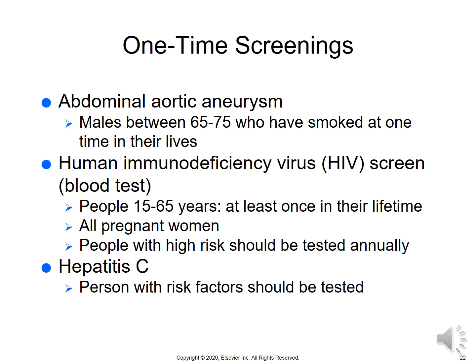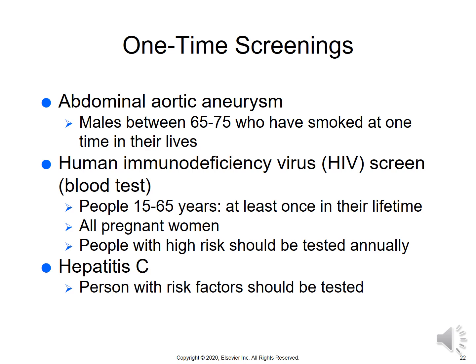HIV screening, blood test. People 15 to 65 years old need to get an HIV test at least once in their lifetime. All pregnant women need to be tested. People with high risk for HIV should be tested annually, if not more often. High risk factors include multiple sexual partners who have or may have HIV, and those who use injectable drugs.